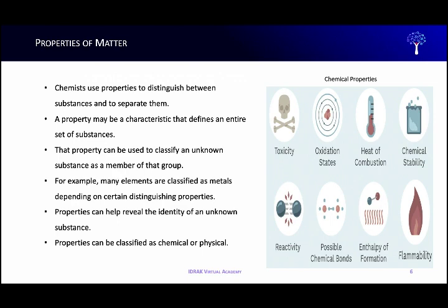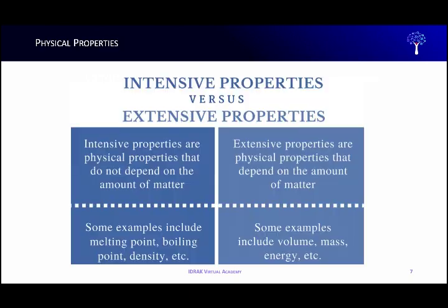Properties could be classified as chemical or physical. Chemical properties have to do with the way substances react, such as how flammable they are, how toxic they are, how they form their bonds, what is their oxidation state, etc. And on the other hand, physical properties are divided into two. We have extensive properties and intensive properties.